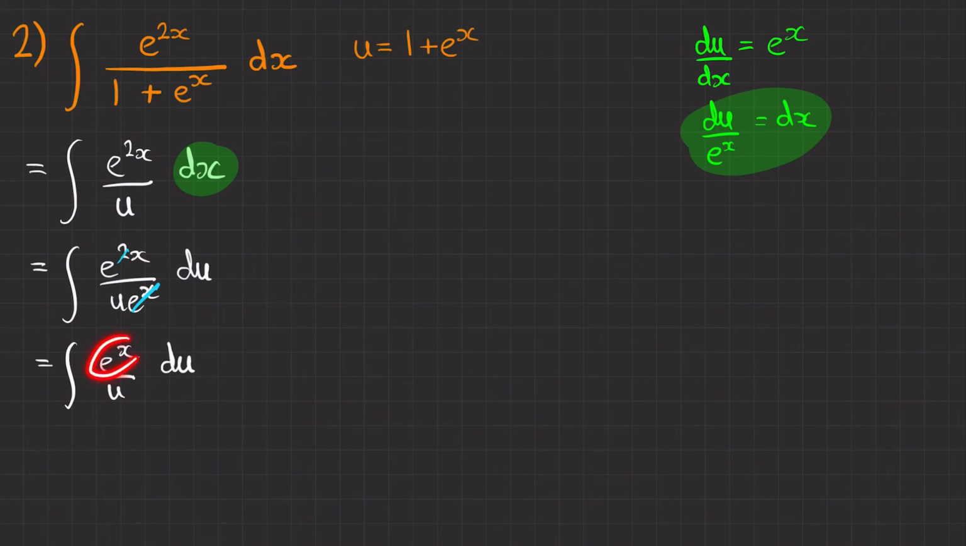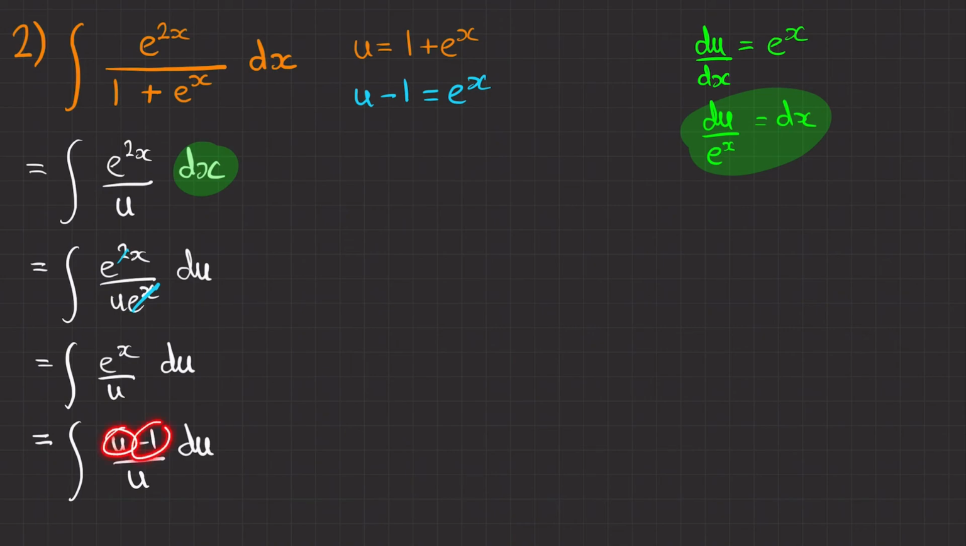We need to eliminate this e to the x now, so in order to do that we need to rearrange this u expression here. So what I'm going to do is something nice and simple, take away 1 from both sides, so I'll have u take away 1 equals e to the x. And actually now, we've got an e to the x term here, and this u minus 1 term can replace it because we've not got any x terms on that side, so we're just going to directly replace that. So we'll have the integral of u minus 1 over u du.